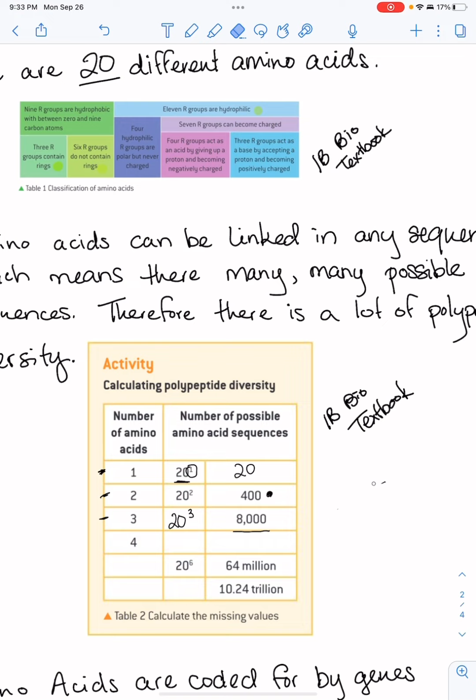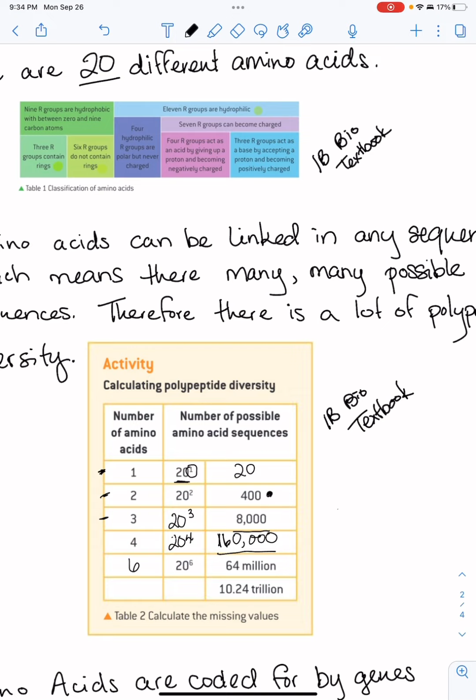So if we continue to fill in this chart, let's say we had 4 amino acids, that'd be 20 to the 4th. And you can do this with me. I'm doing this on my calculator right now, on my phone. So 20 times 20 times 20 times 20. All right, 160,000. Again, only 4 amino acids, and look how many different possibilities we have.